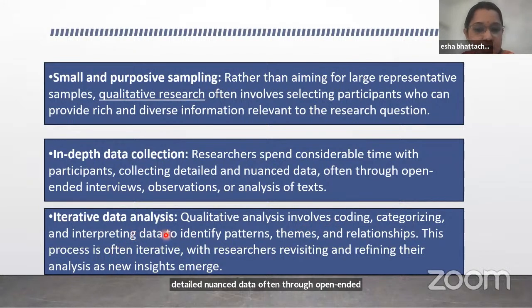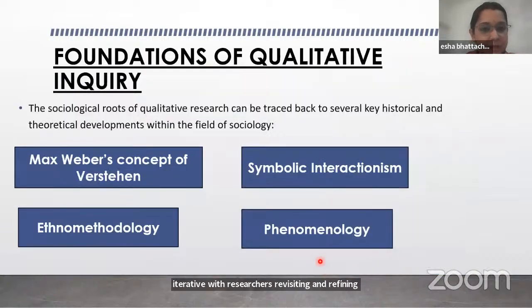Iterative data analysis. It involves coding, categorizing, and interpreting the data to identify patterns, themes, and relationships, and this process is often iterative, with researchers revisiting and refining their analysis as new insights emerge. There are certain foundations of qualitative inquiry, as in where does qualitative research come from. It can be traced back to several key historical and theoretical developments within the field of social science, specifically sociology.